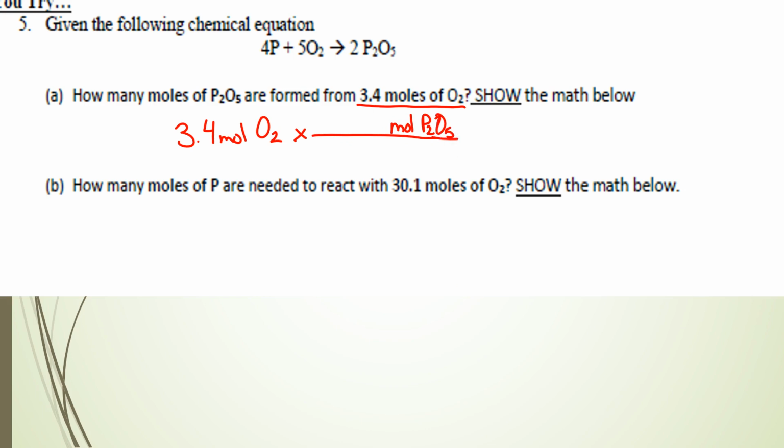Trying to get 2 moles of P2O5. All right, I'm coming from mole of O2. What numbers am I going to put there? What number goes by oxygen here? 5. What number goes by P2O5? 2. Go ahead, see if you can solve it and get your answer.